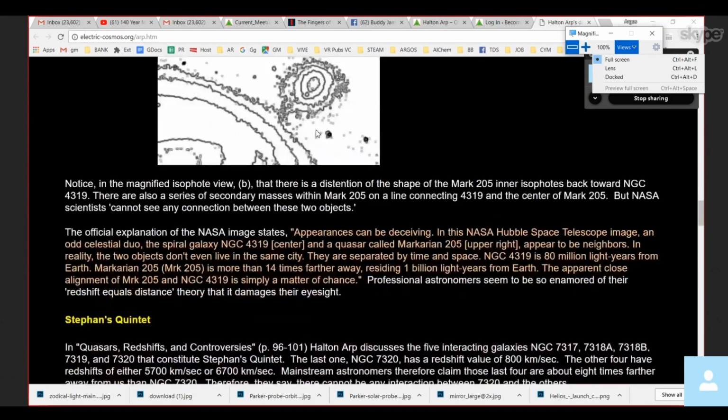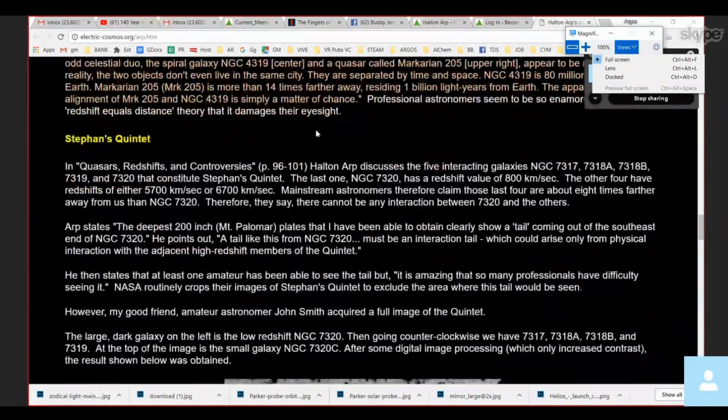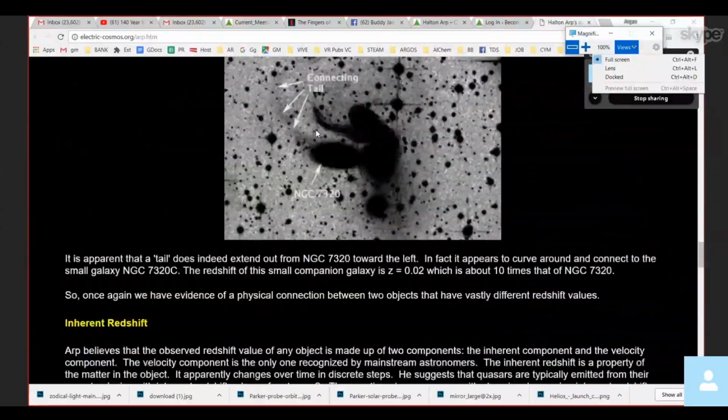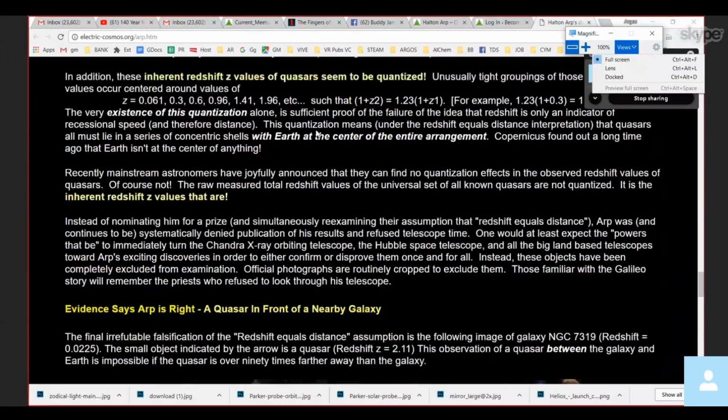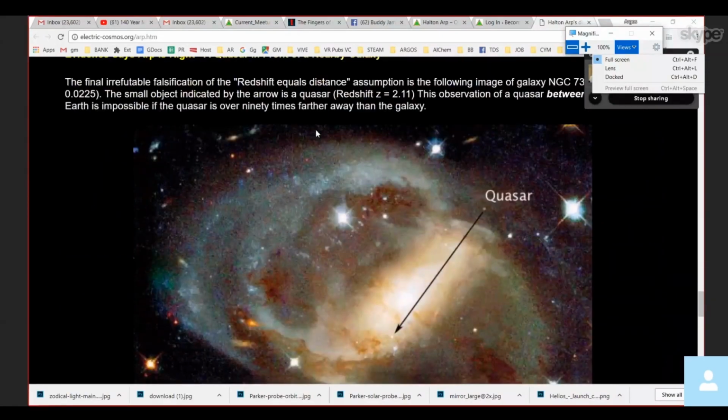It's not quite right, though. I mean, it's not right at all. But his observations are what's really important. Yeah, they were pretty damning. NGC 7603.